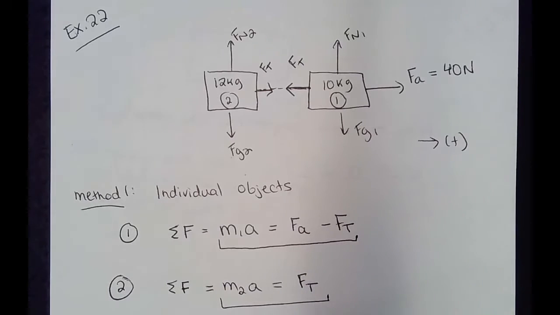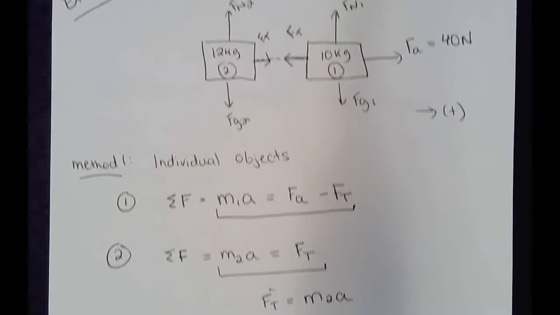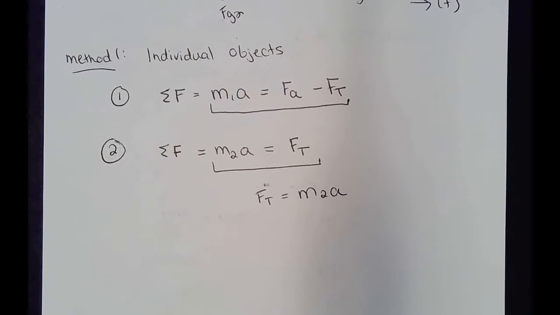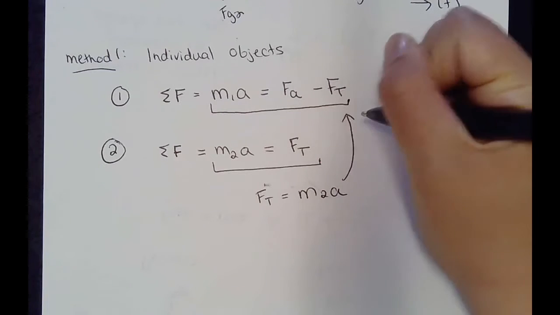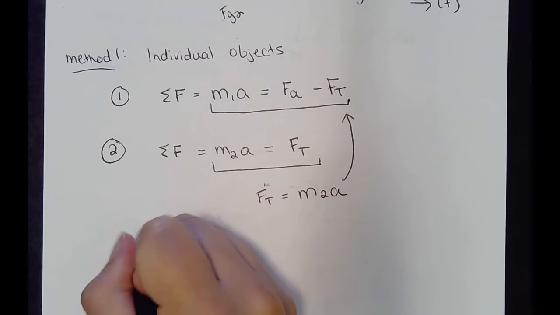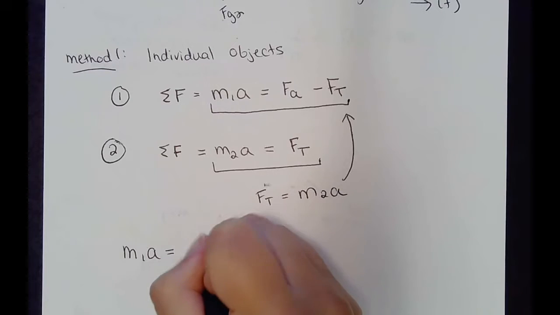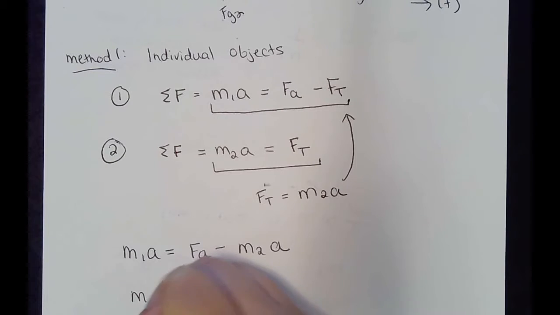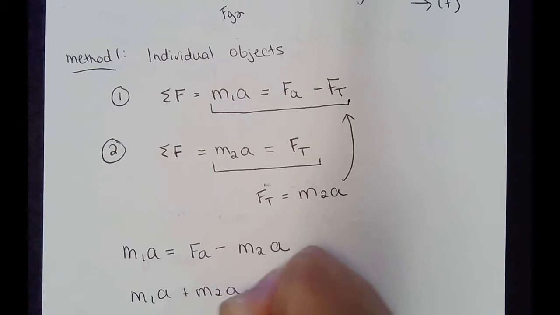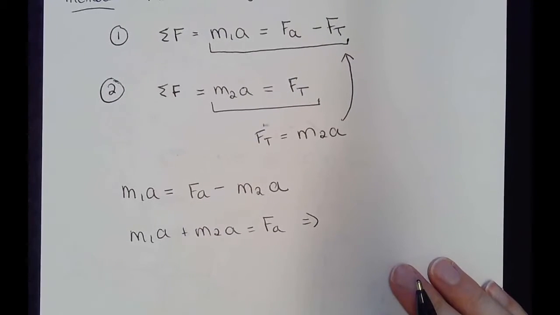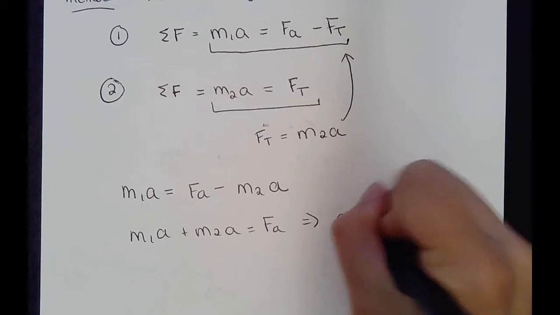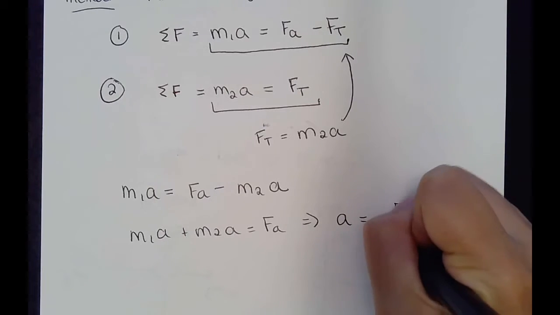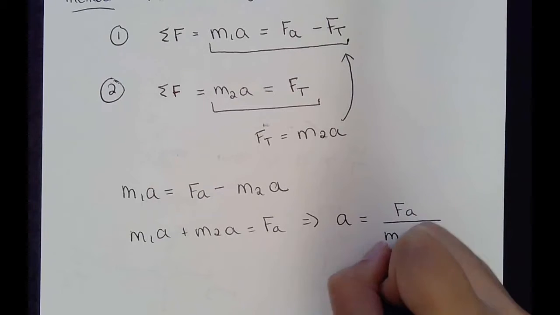Now this gives us a relationship for the tension: Ft equals m2a. And I can plug that in here for tension. So plugging 2 into 1, I have m1a equals Fa minus m2a. So m1a plus m2a equals Fa, which gives me a equals Fa over m1 plus m2, and we can solve at this point.